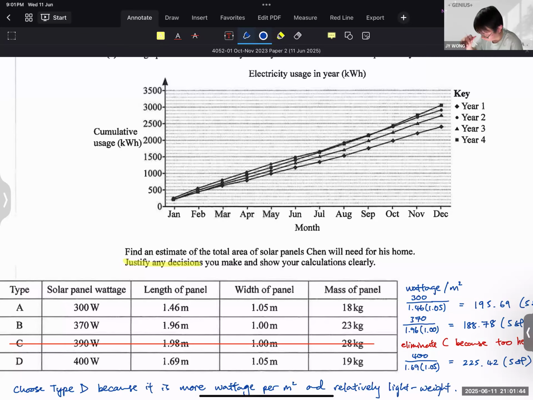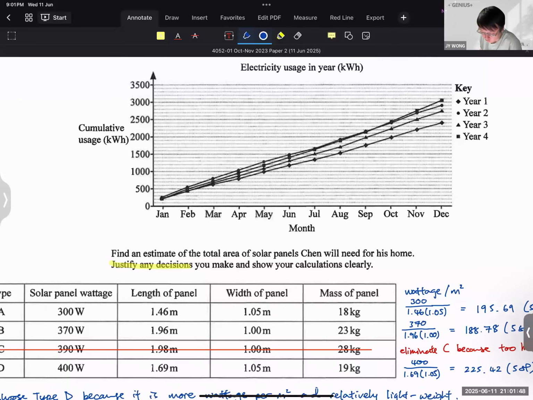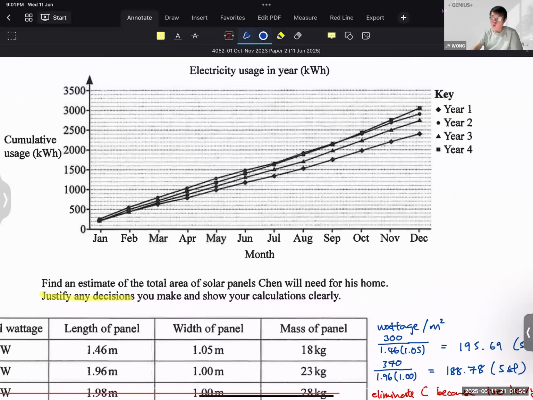Now, what do we know here? If I ask you a logic question, which usage will you take? Will you take year 1, year 2, year 3, or year 4? Or will you take the highest one or the lowest one, or will you take the average, or which one? What will you take, Elijah?